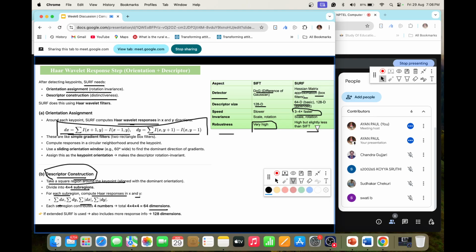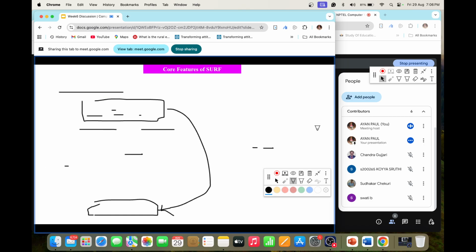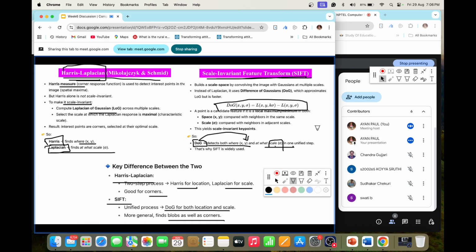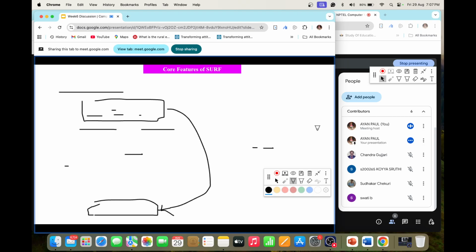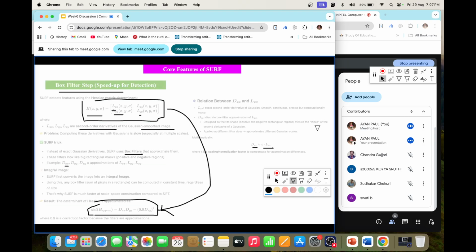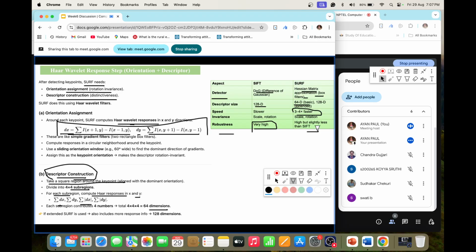So what we have discussed, we have discussed 3 things. First is Harris-Laplacian, then SIFT, and then SURF. In Harris-Laplacian, we have to do 2 things: first we have to find the keypoint, and then we have to scale it. Scaling we are doing by Laplacian, and finding we are doing by the Harris operator. In SIFT we are doing both things by the DoG operator. In SURF we are doing both things by the Hessian matrix, but an approximation of it using the box filter. Okay, so that is the difference.